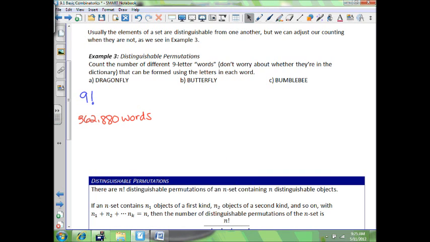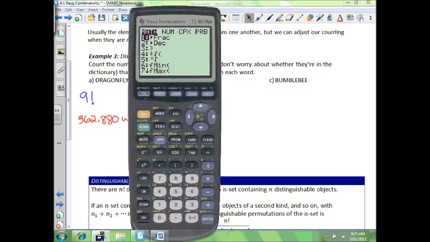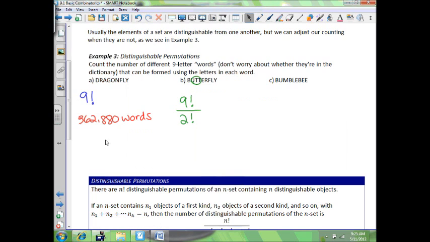Now, if we look at the word butterfly, you should be able to see that we have the double T here. So what we're going to do is take 9 factorial divided by 2 factorial, because one letter is repeated twice. So we'll have 9 factorial divided by 2 factorial, which gives 181,440 different words.